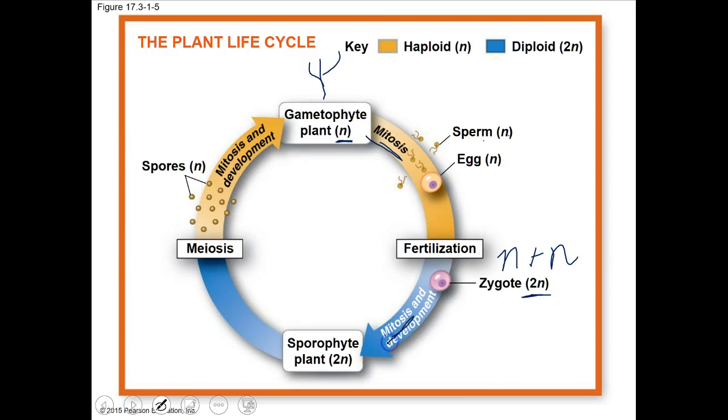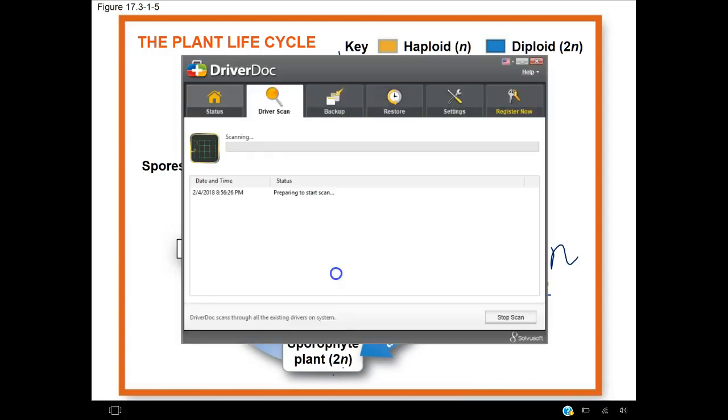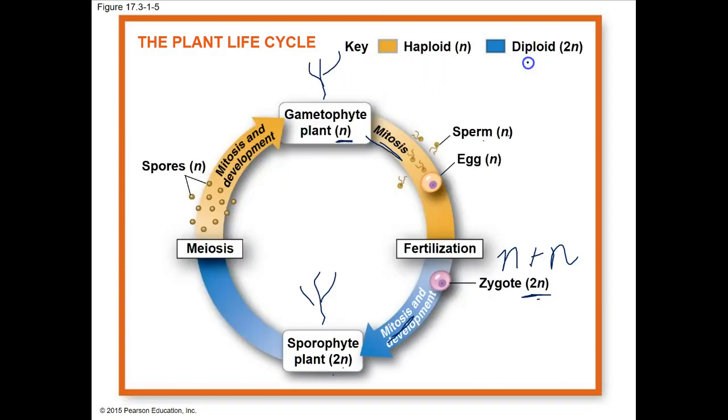Then it will grow by, again, mitosis because it's keeping the number the same. 2N to 2N means that we're using mitosis. Then we get a whole other plant that grows. When that plant is ready, it will undergo meiosis. So 2N to 1N, the only time we get meiosis is right here, going 2N to 1N to make spores. Those spores will land somewhere and they will grow and develop using mitosis again. So most of this process is mitosis, but only the sporophyte to the spores uses meiosis.